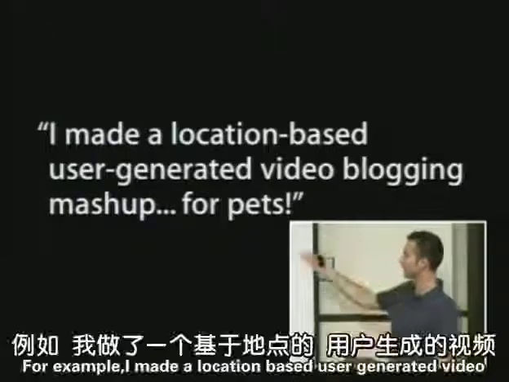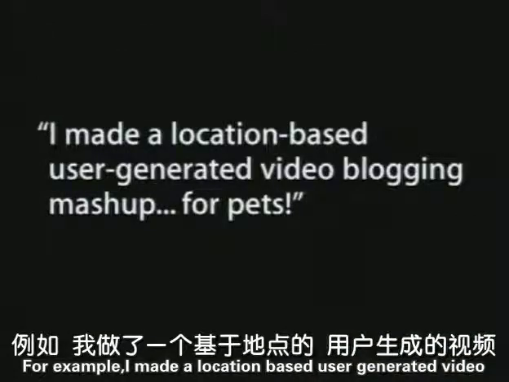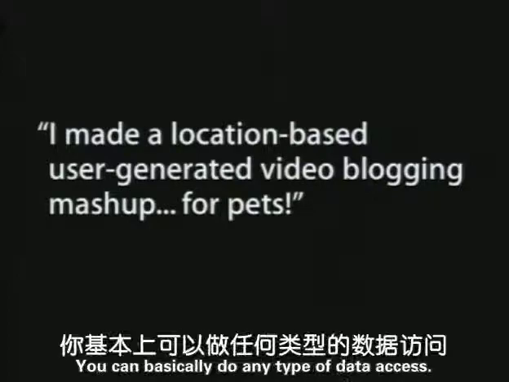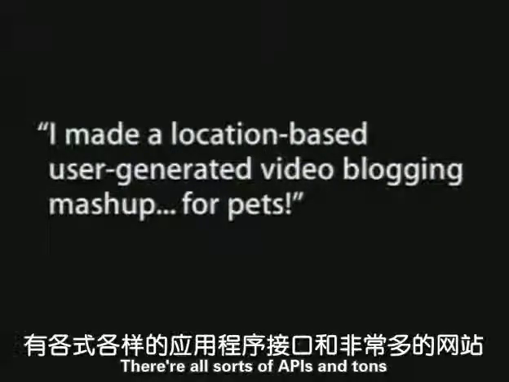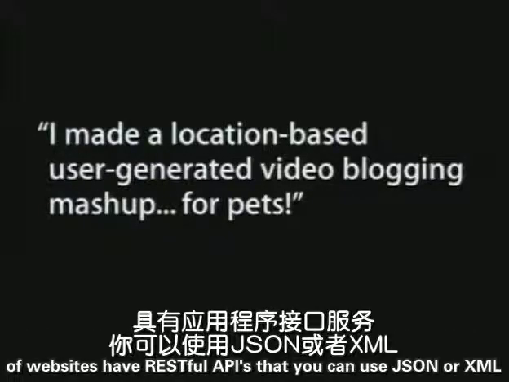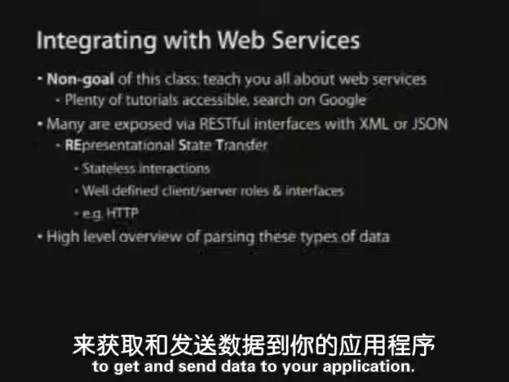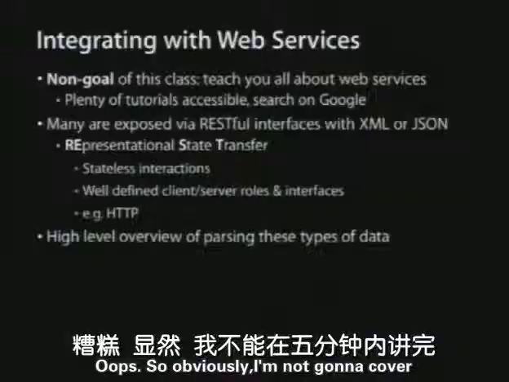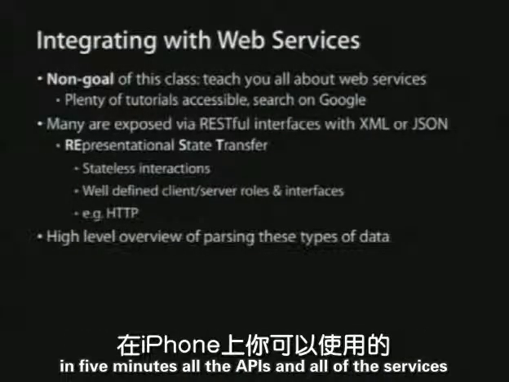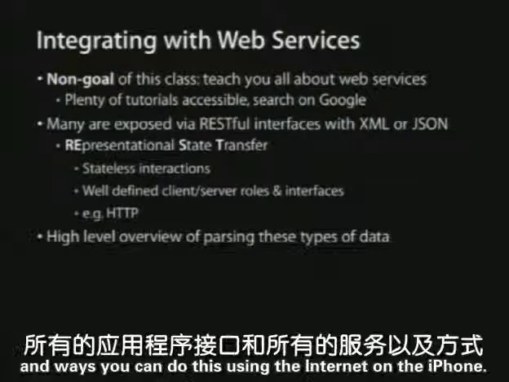revolution. For example, I made a location-based user-generated video blogging mashup for pets. You can basically do any type of data access. There's all sorts of APIs, and tons of websites have RESTful APIs that you can use JSON or XML to get and send data to your application. So obviously, I'm not going to cover in 5 minutes all the APIs and all the services and ways you can do this using the internet on the iPhone.